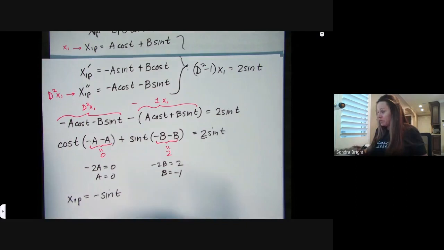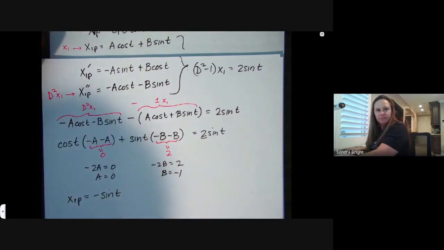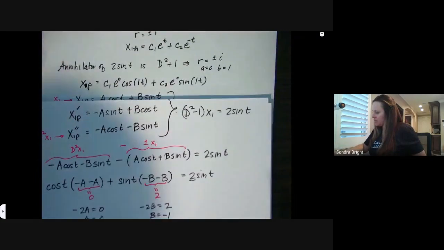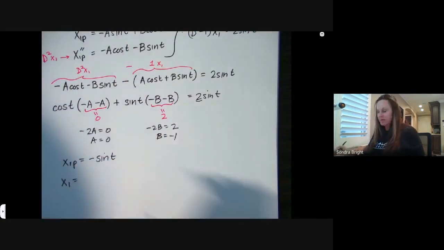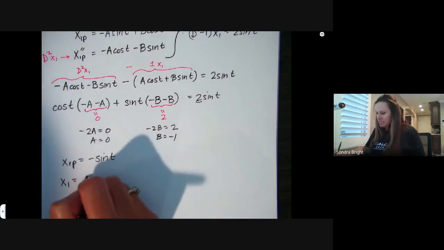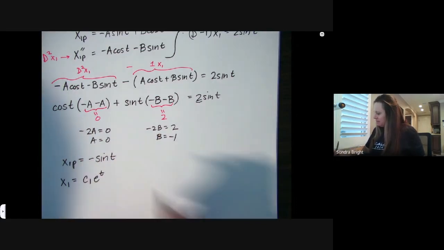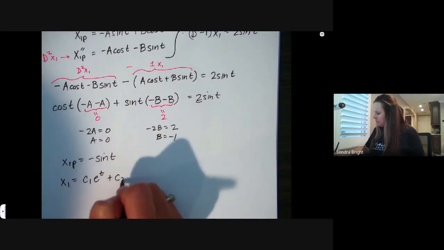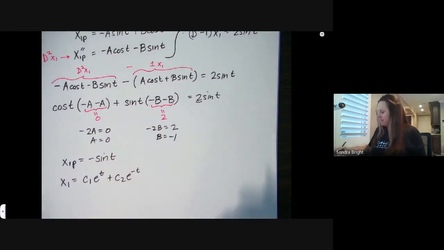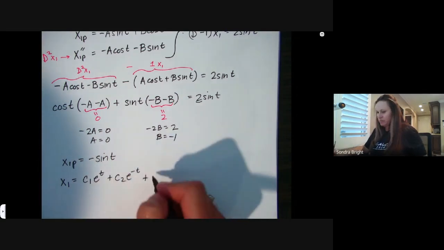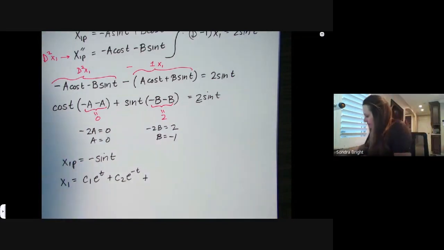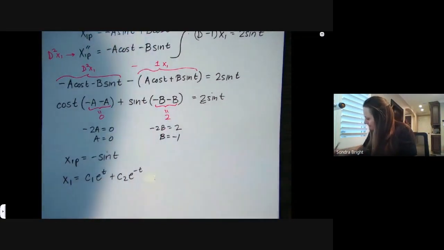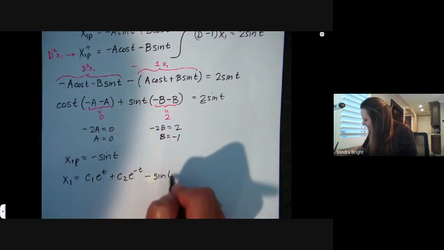So putting together, if you remember, it's been a little while, I had a week off. If you remember, your x1 will be the homogeneous solution plus the particular solution. So we've got x1 is going to equal, your homogeneous solution was c1 e to the t plus c2 times e to the negative t, and then plus your particular, which was a negative. So instead of writing plus a negative, I'll just write minus sine of t.